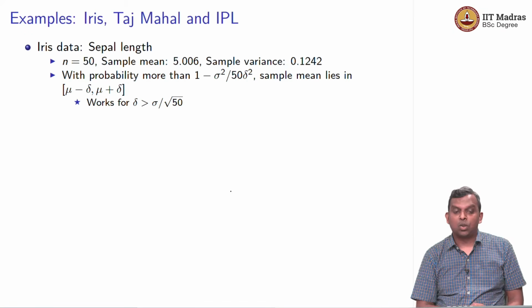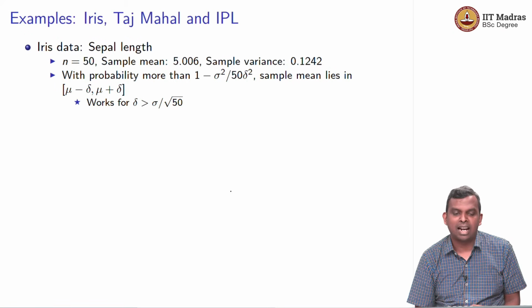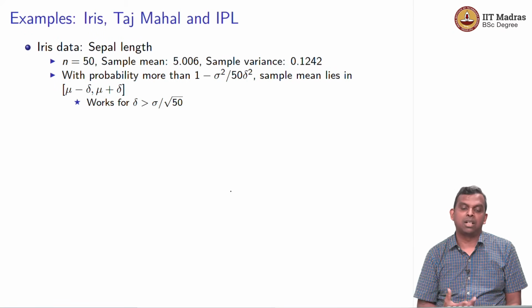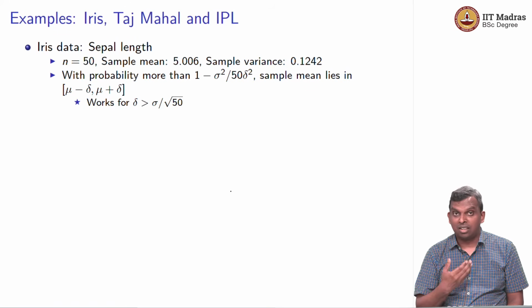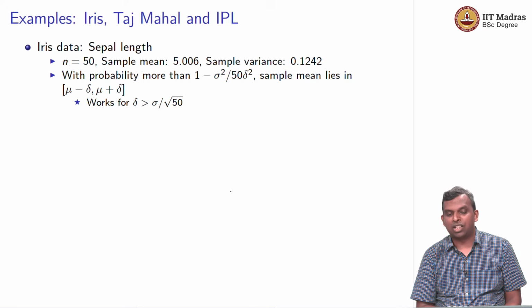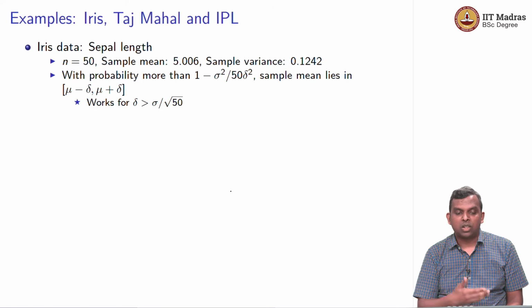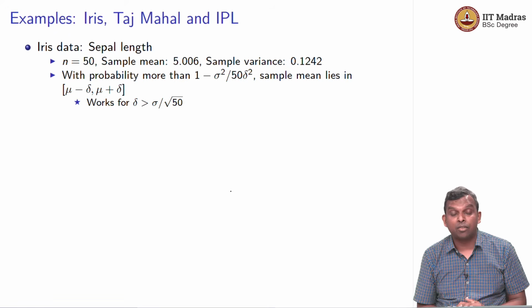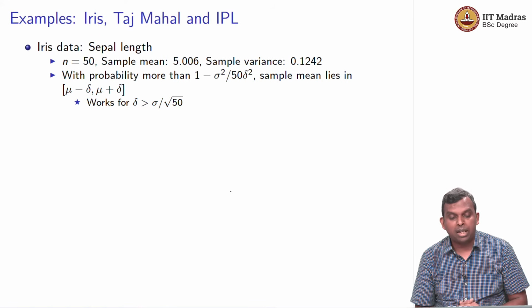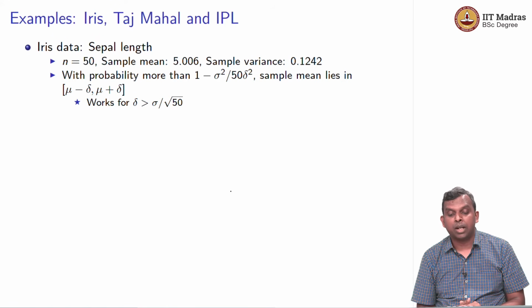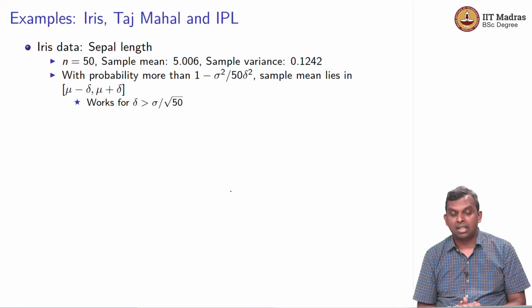Okay, let's look at this data case. We had the IRIS and the Taj Mahal and the IPL, right? Three different cases we saw just a couple of lectures ago or so. So let's look at the IRIS data and the sepal length. We had 50 instances. The sample mean ended up being around 5. Sample variance is 0.1242. So we can say with probability more than 1 minus sigma squared by 50 delta squared, the sample mean lies in mu minus delta, mu plus delta.